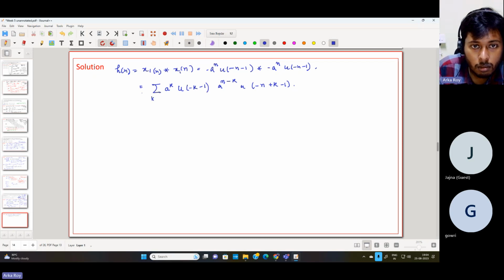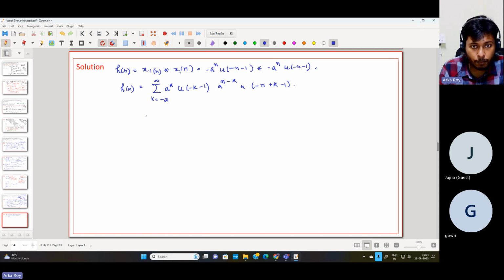The summation will run with a variable k from minus infinity to infinity, and this is basically the convolution representation. So let's first start with this. a to the power n does not depend on the summation variable, so I can take this part out. So this will be a to the power n, and a to the power k minus k leads to a to the power 0, that means 1. So this will reduce to u of minus k minus 1, u of minus n plus k minus 1, and k is running from minus infinity to infinity. This is what h of n looks like.